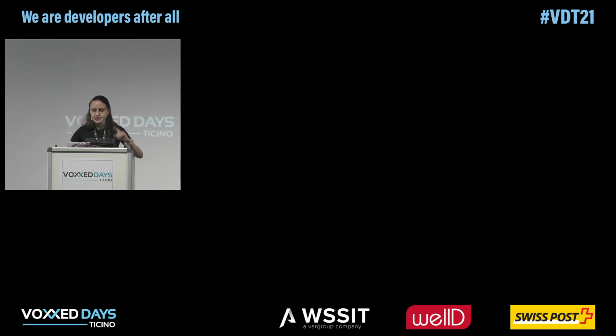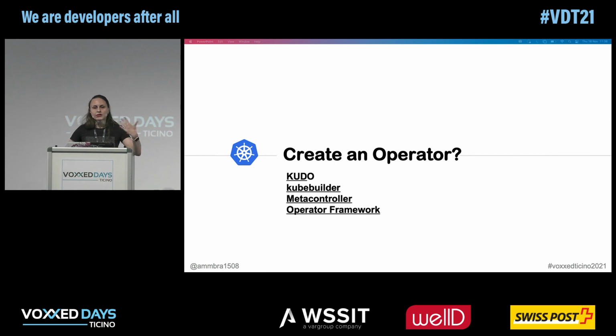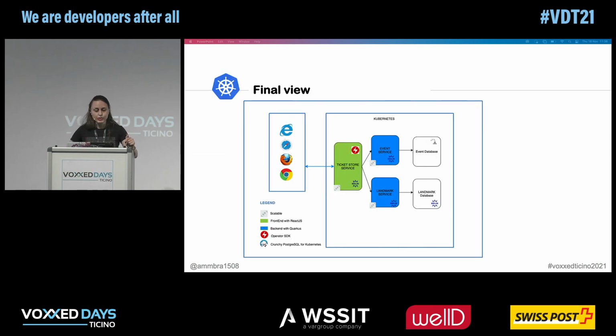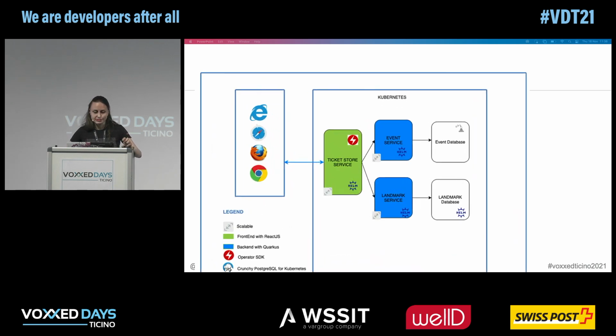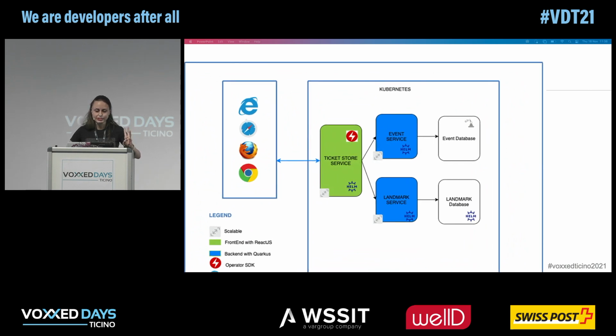How about creating an operator? Well, there are multiple options to create your own operator. We're going to use Operator Framework to do that. So this is the final view of our system. We're going to deploy the last part of our system, the ticket store service, with a nice UI, well, in the acceptance of a mostly backend developer. OK. So we're going to deploy this one and connect the dots with everything.